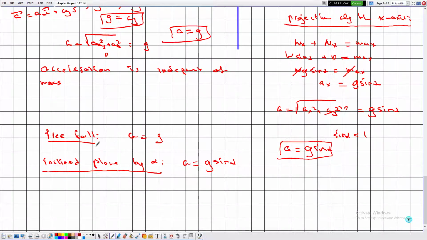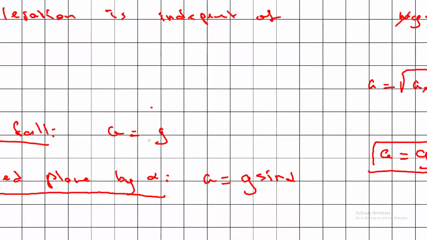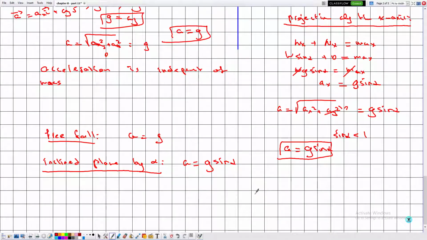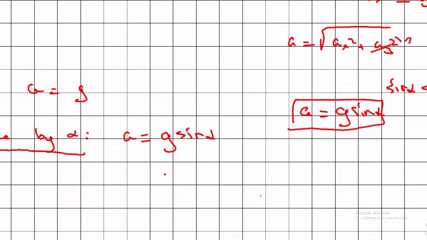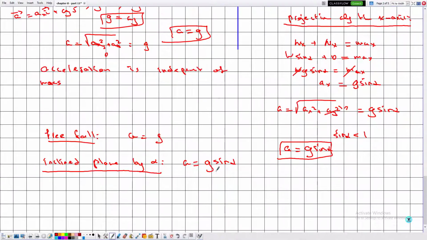So whenever the body is undergoing a free fall, the value of the acceleration will be given by 9.8, which is 10 meters per second square. In the case of an inclined plane, the value of acceleration will be given by 10 meters per second square, but multiplied by sine alpha, which is less than 1. So the value of the acceleration will decrease depending on the value of the angle, so it will be 10 multiplied by sine alpha.